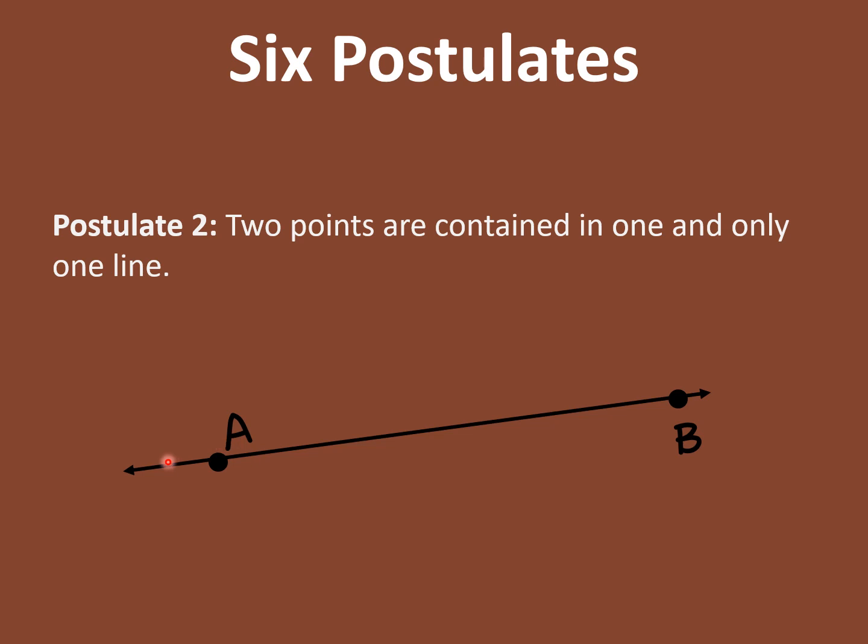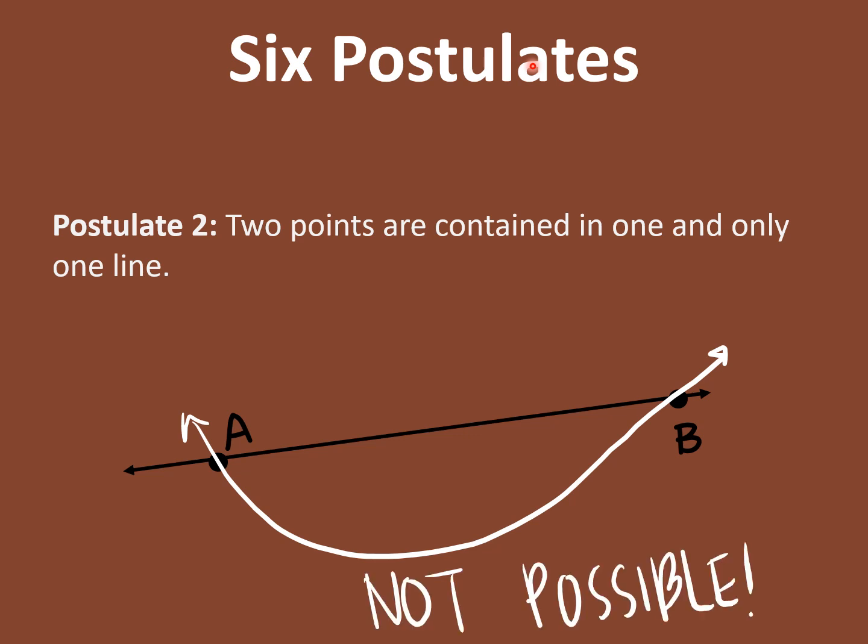All right, so if we have this line here, AB, there's only one line that goes through these 2 points. There's no other way to draw this line. For example, if I draw the line like this, you can see that is clearly not possible or not correct. That is a curve. That is not a line. Lines are straight. Curves are not straight. All right, so 2 points are contained in one and only one line. There's no other line that you could draw that goes through these 2 particular points.